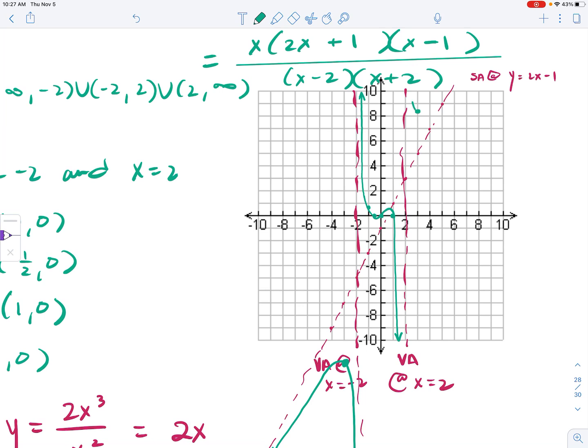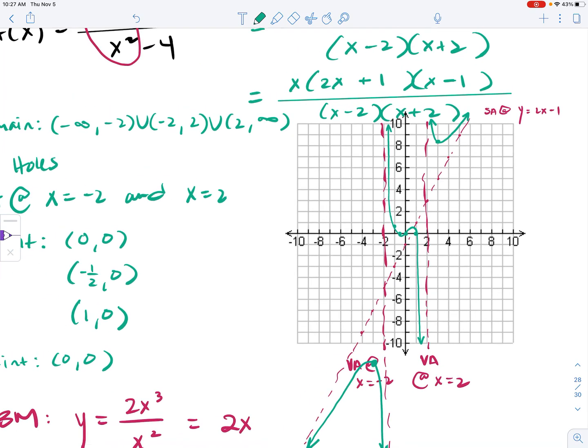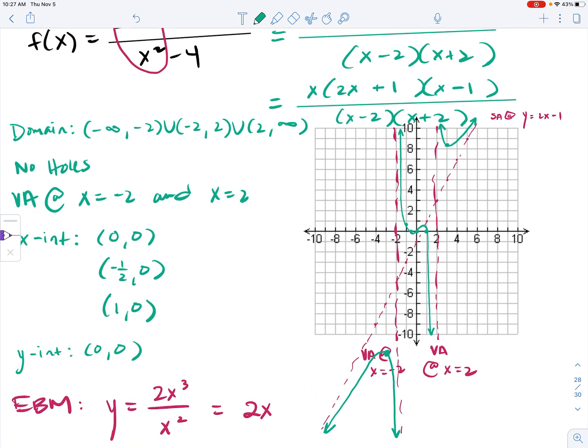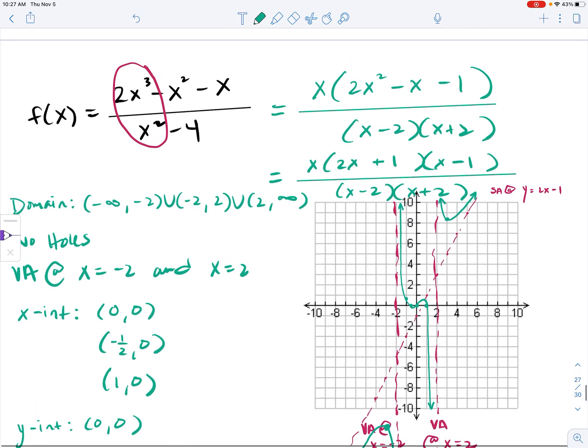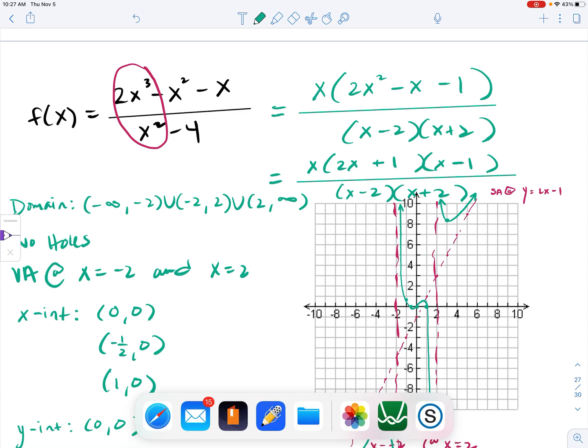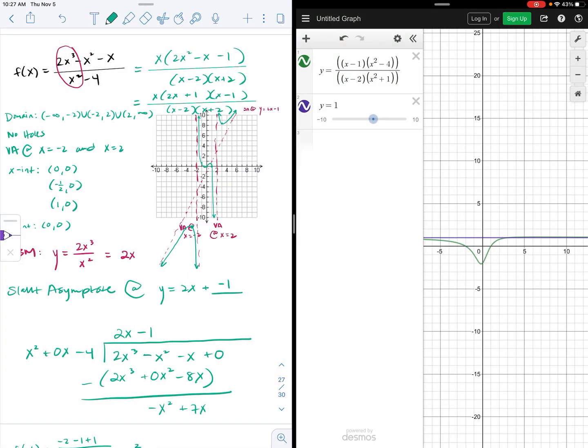Approximately there. So as x approaches 2 from the right, the function probably approaches positive infinity, kind of like that. And as x approaches positive infinity, it approaches positive infinity in the same way that the slant asymptote does. So that's my rough sketch of this function. And we can double check with Desmos.